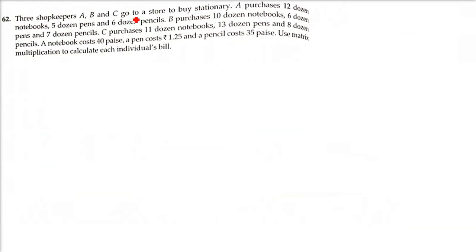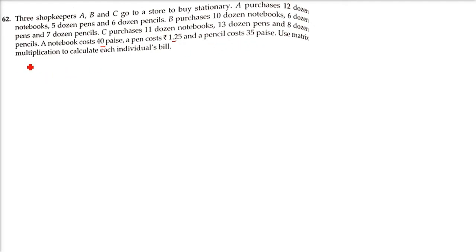Three shopkeepers, A, B, and C, go to the store to buy stationery. A purchases 12 dozen notebooks, 5 dozen pens and 6 dozen pencils. B purchases 10 dozen notebooks, 6 dozen pens and 7 dozen pencils. C purchases 11 dozen notebooks, 13 dozen pens and 8 dozen pencils. A notebook costs 40 paisa, a pen costs 1.25 rupees and a pencil costs 35 paisa.